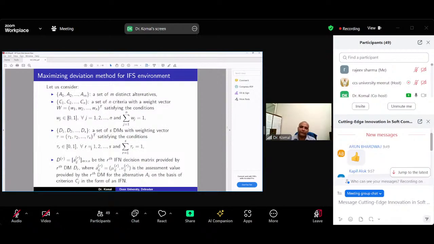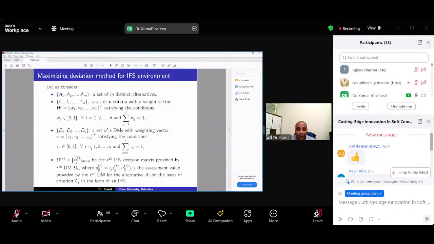Suppose in a given decision making problem, we have m alternatives denoted by A1, A2, ..., Am, with n criteria denoted by C1, C2, ..., Cn, and suppose their weights are W1, W2, ..., Wn. Since they are weights, obviously they satisfy two conditions: each weight should be within 0 to 1, and their sum should be 1.